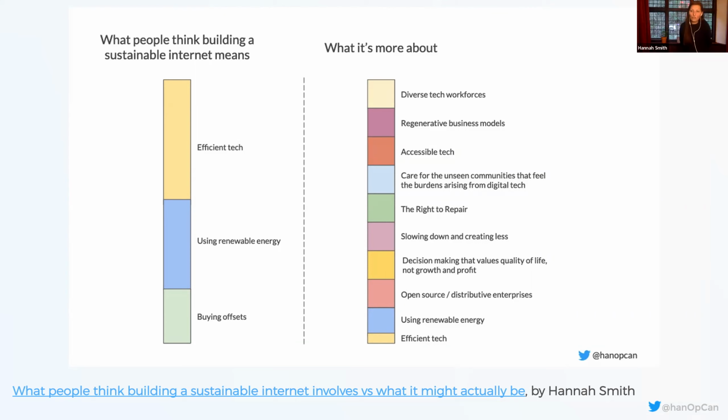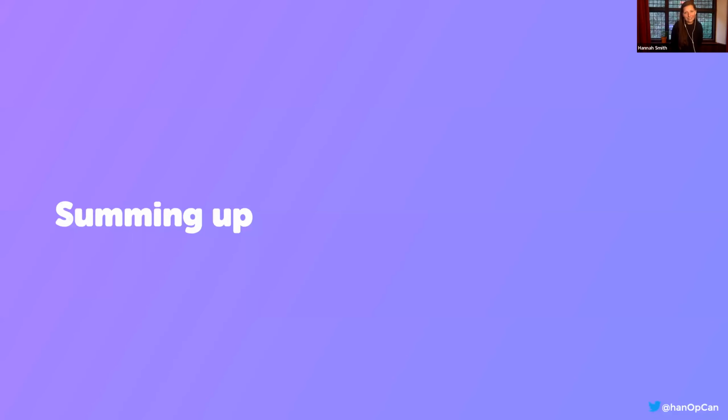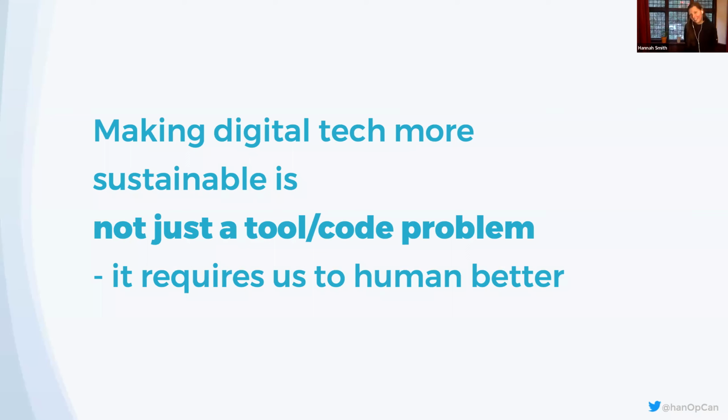It involves a lot of social movements, and it involves a lot of systemic and political change in order to do that. So, for example, some of the things I've listed on the right are diverse workforces, regenerative business models, open source, accessible tech, etc. So anything where you might think tech for good, that's probably going to come into the frame of sustainability in the digital tech sector.